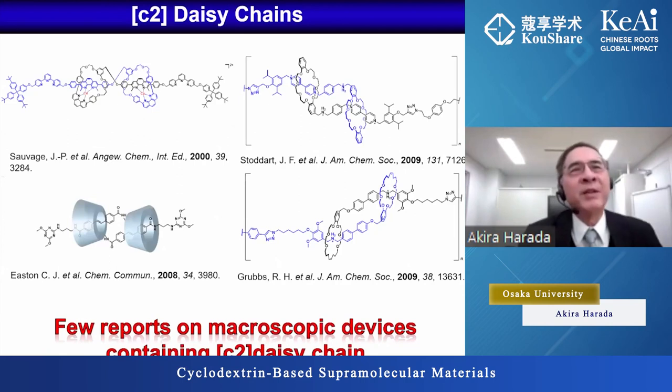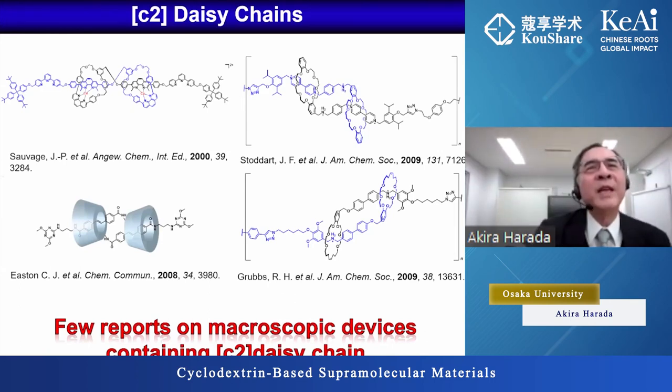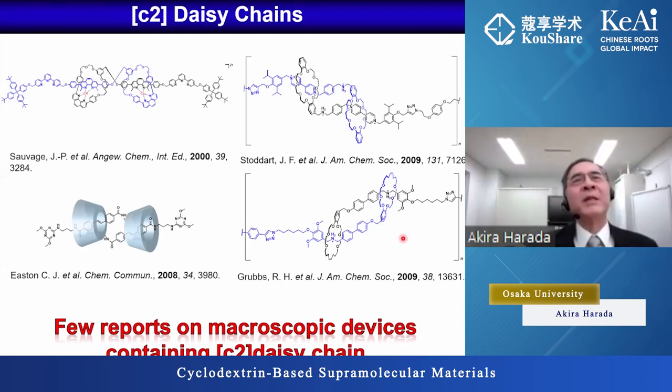Many other researchers, besides our reports, Professor Sauvage, a Nobel Prize laureate, reported the daisy chains with the coordinating bonds right here. In the same year, we published the first paper, and Professor Easton also reported the daisy chains containing cyclic groups. And Professor Stoddart and Professor Grubbs, also Nobel Prize laureates, reported the daisy chains in the same year, a really similar design, the daisy chain polymers containing crown ethers and ammonium cation groups as a guest.